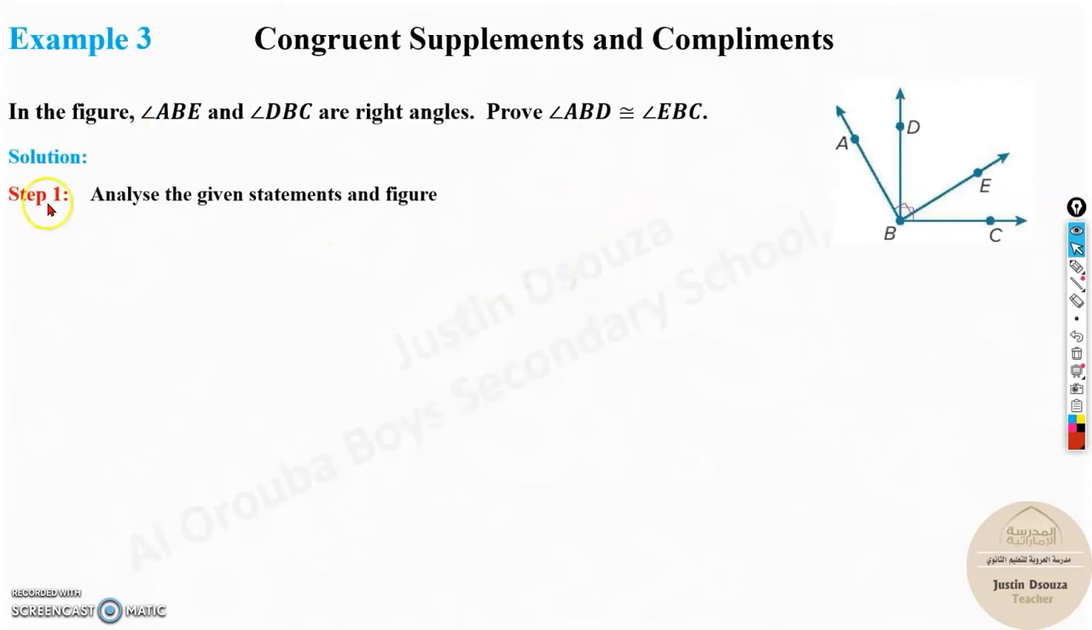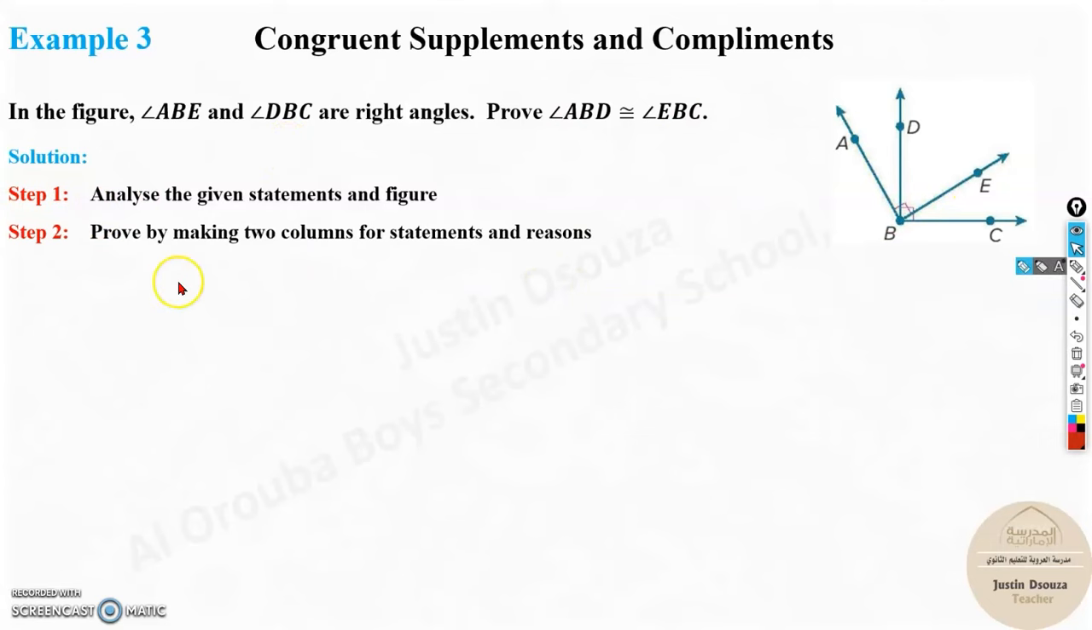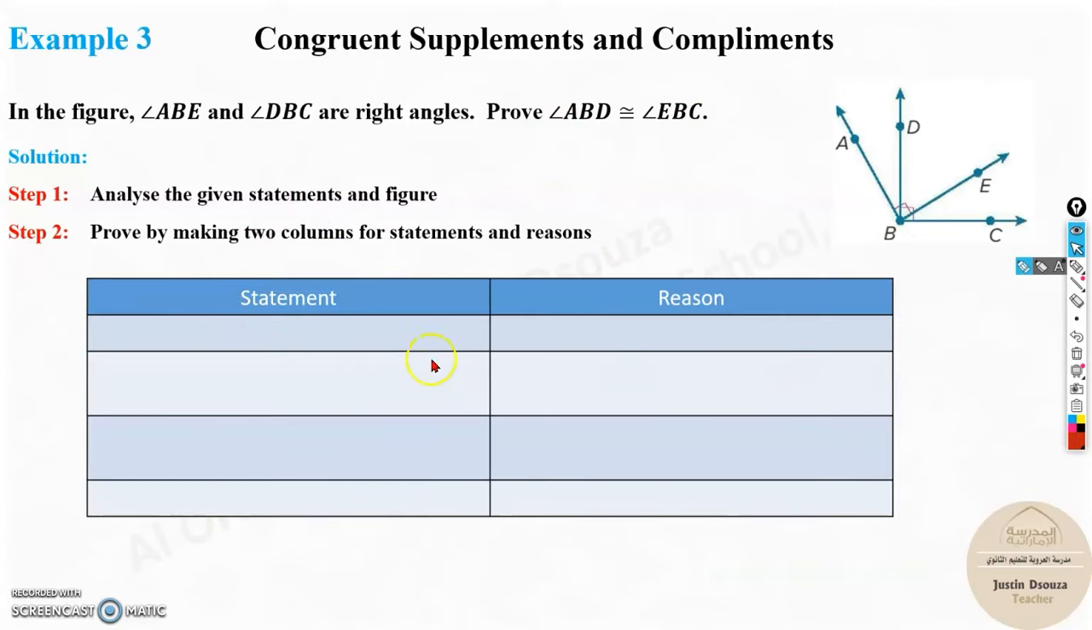So now what we have to do is, first we'll just analyze the figure, understand what is given to us, and then proof is always by making two columns. So let's make a column over here with statement and the reasoning behind it. Let's write the first statement, whatever is given to us.